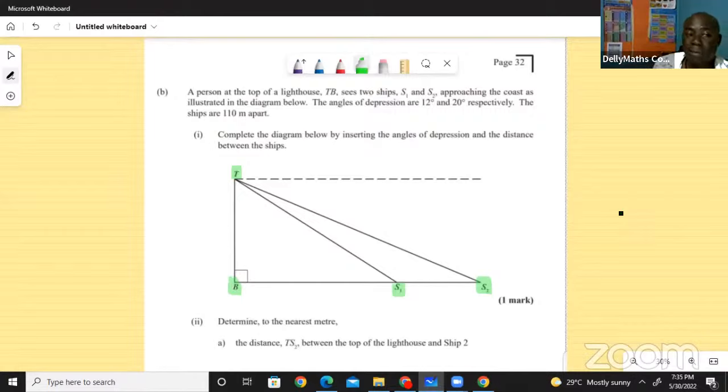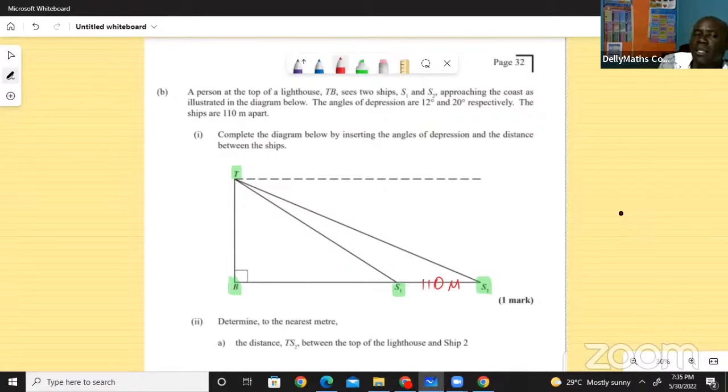So we know the distance apart. I want to put this distance here. They're telling us the ships are 110 meters apart, no problem. The question says, complete the diagram below by inserting the angles of depression and the distance between the ships. So I just put the distance between the ships here.